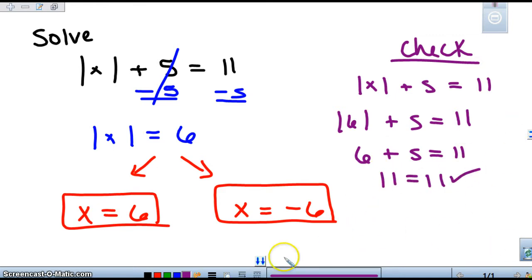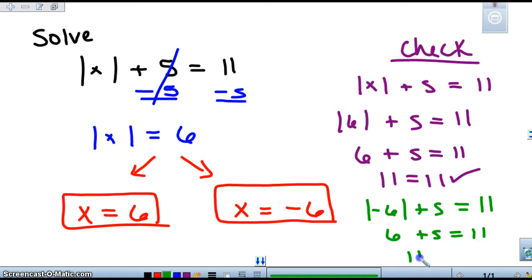Now if we substitute x with negative 6, so the absolute value of negative 6 plus 5 equals 11. The absolute value of negative 6 is 6, plus 5 should equal 11, and we can see that 11 equals 11. So both of these answers make the equation true.